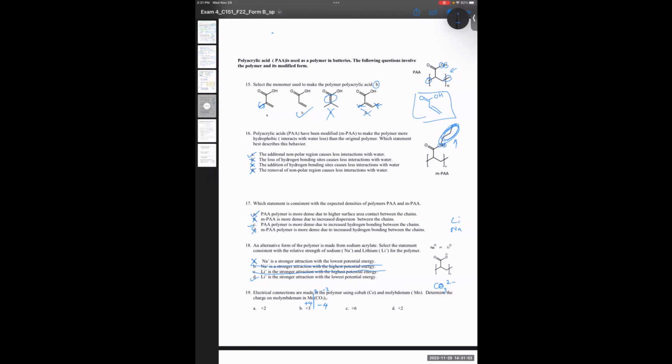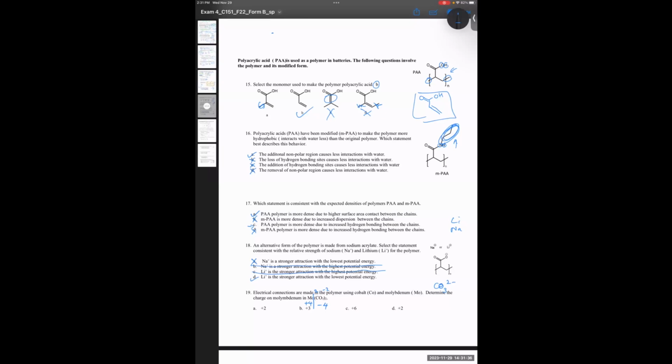What happened here? It's asking to determine the charge on molybdenum in Mo(CO3)2. I don't see the correct answer here. CO3 is 2 minus. You have 2 of them, meaning the anion side has a charge of -4 overall. Therefore, the cation side should have a +4 charge.